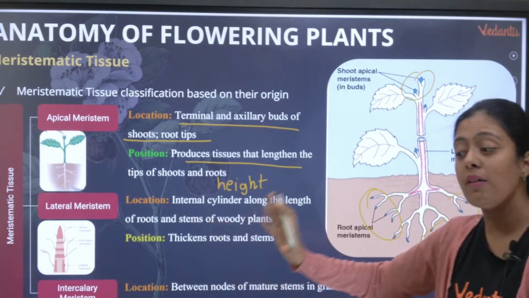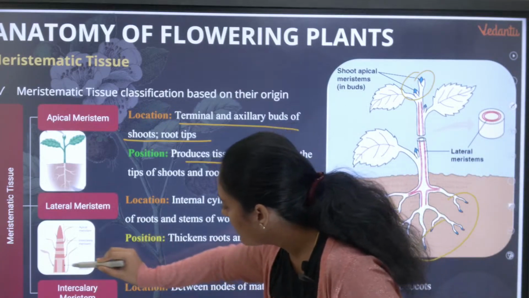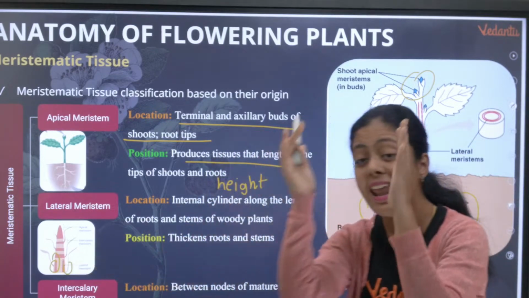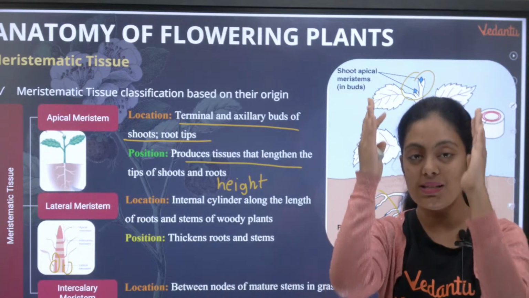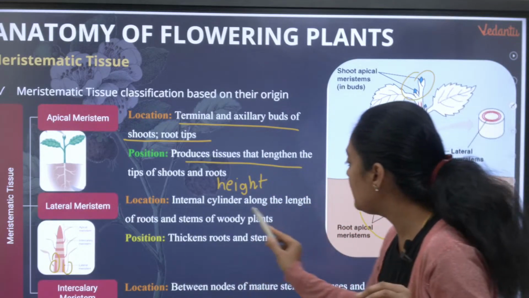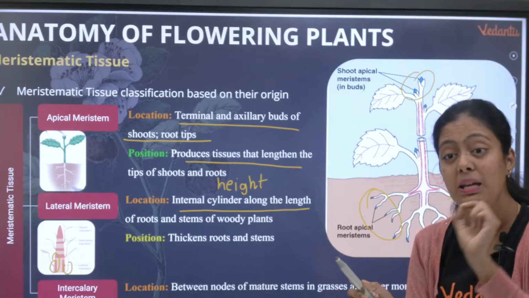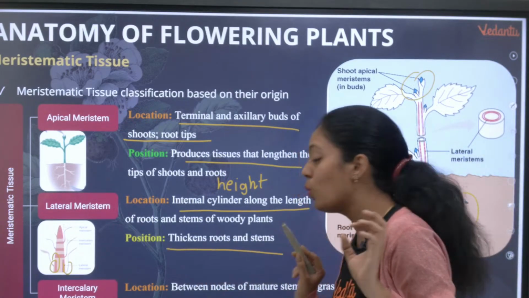Next you have lateral meristem. What is lateral meristem? You can see here the meristems which are present on the lateral sides of a stem or of a plant are called lateral meristem. They are an internal cylinder along the length of the roots and stems of woody plants. They thicken the root and stem.